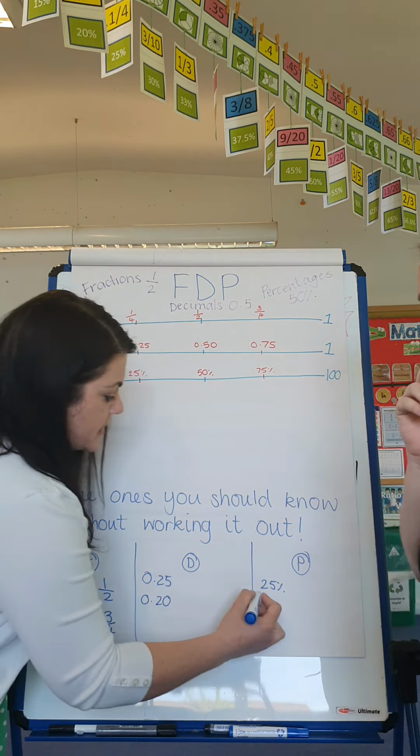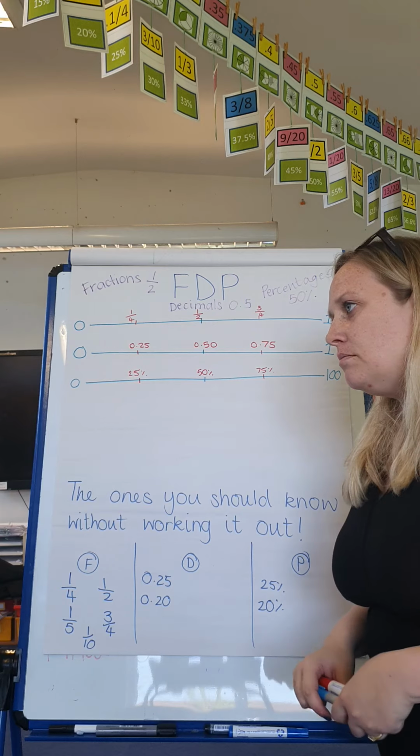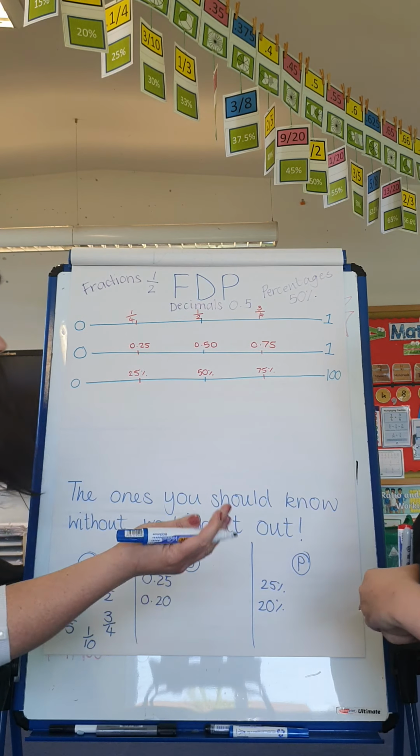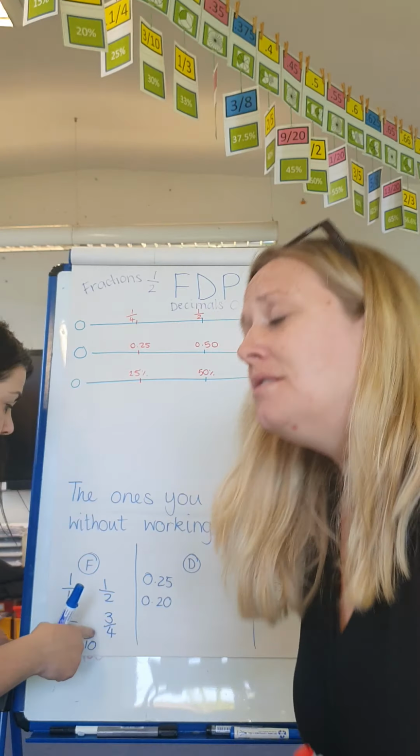So if you were going to have a quarter of a cake or a fifth of a cake, which one would you choose? Quarter. Because there's more. Unless you're on a diet. Of which I am not.